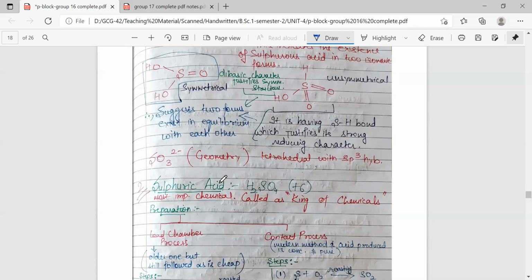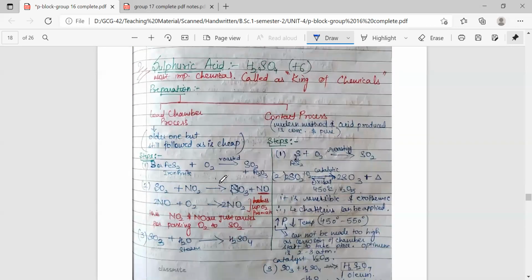The next acid which we are going to discuss in detail is sulfuric acid. It is the most important. It is called the king of chemicals, as sulfur is in +6 oxidation state. There are two important named processes which are used for the synthesis of H2SO4. The older one is the lead chamber process, and the latest one is the contact process.